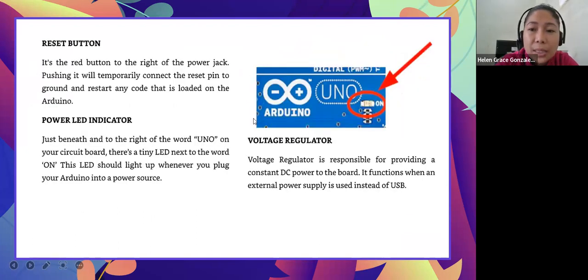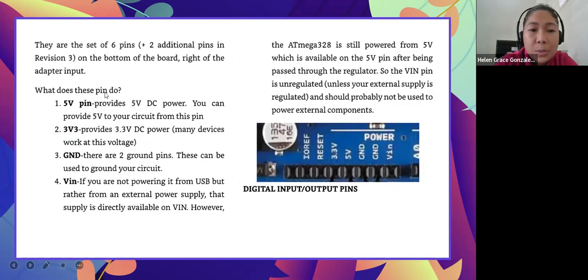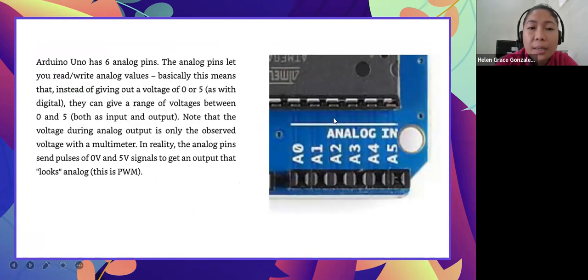Let's proceed. So it has a reset button. You can see the reset button on your Arduino. And then there is the power LED indicator and voltage regulator. And the microcontroller is by Atmel. And it has power pins: 5 volts, 3.3 volts, ground, and then input VIN, which is in this part of the board.